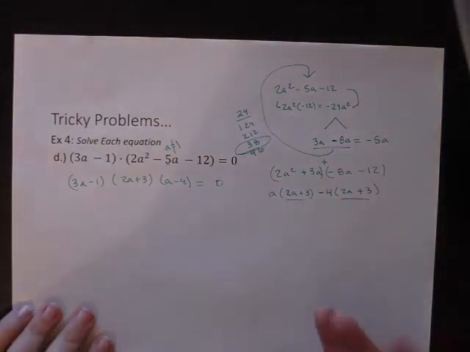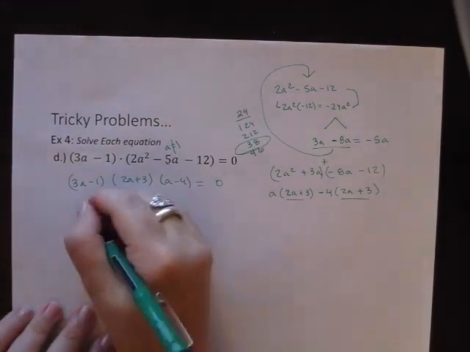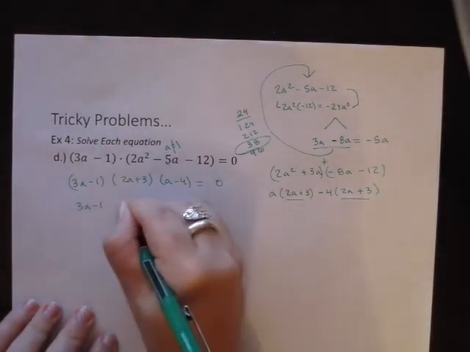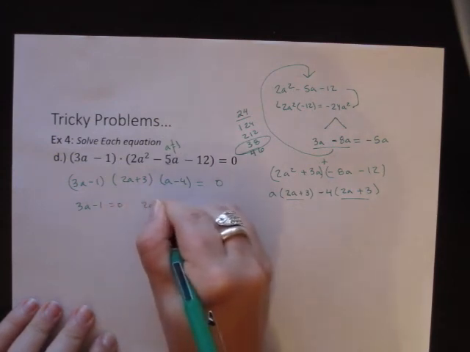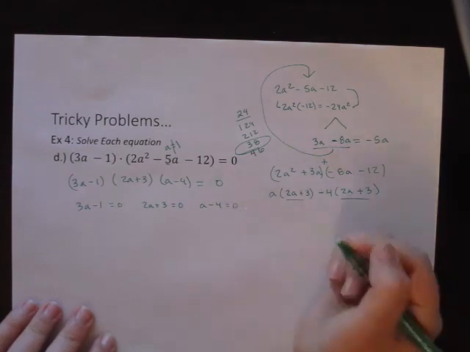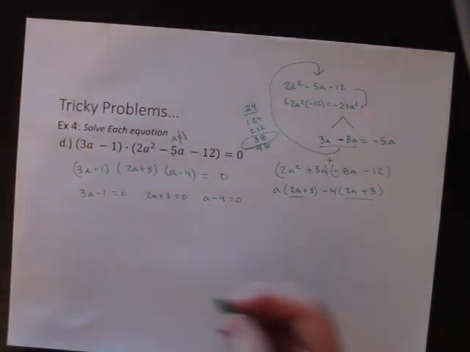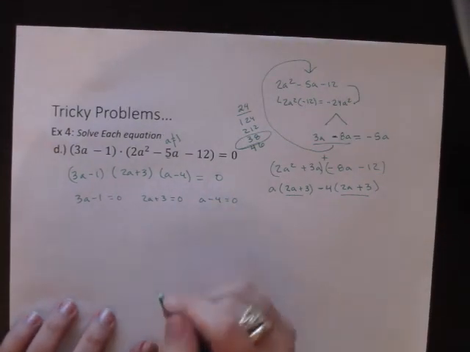So again, I'm going to have 3 solutions because I've got 3 factored equations. Alright, so I'm going to go 3a minus 1 equals 0, 2a plus 3 equals 0, and a minus 4 equals 0. Now, because I have 3 solutions, do I have to check my work? Nope. Alright, so all I've got to do is solve this and then I'll be done.